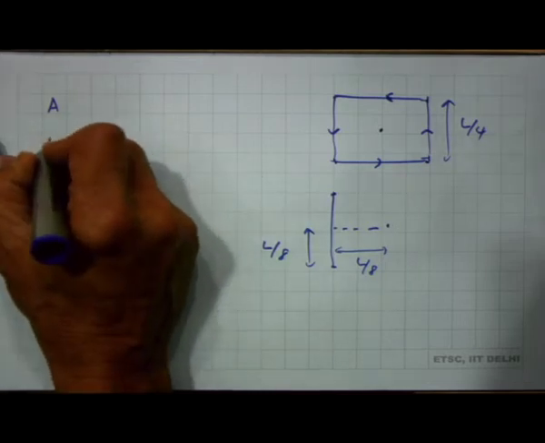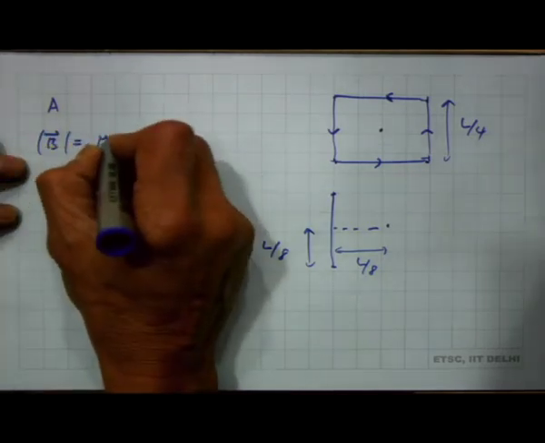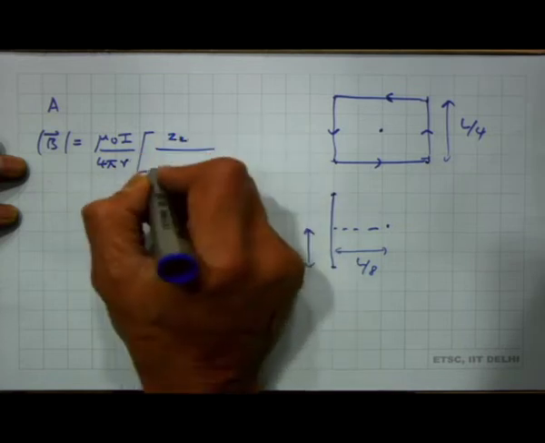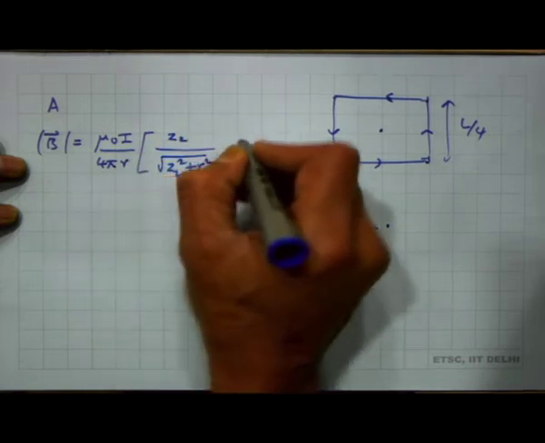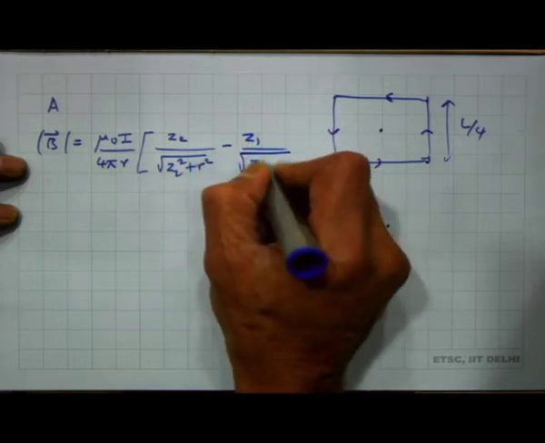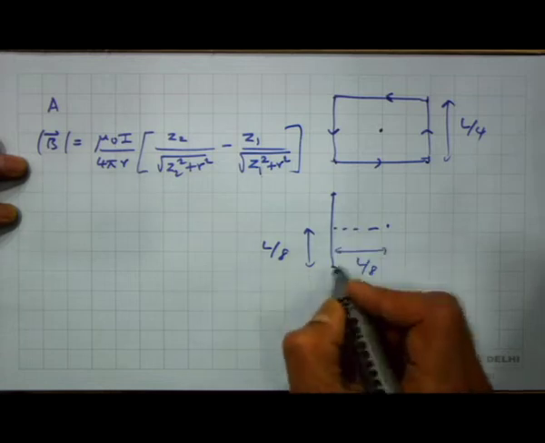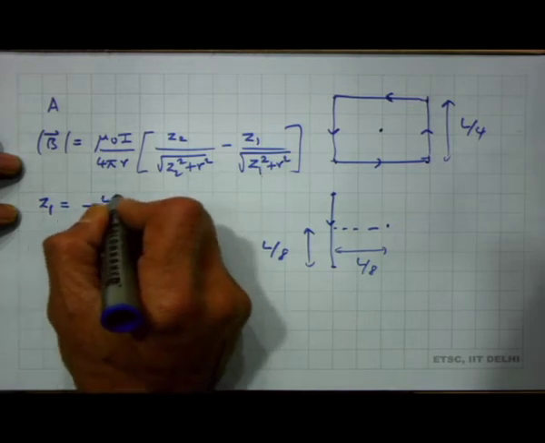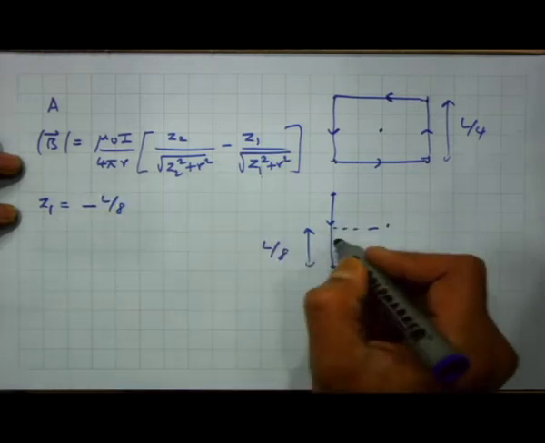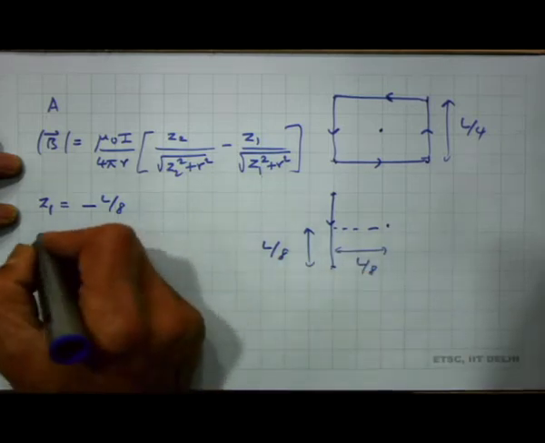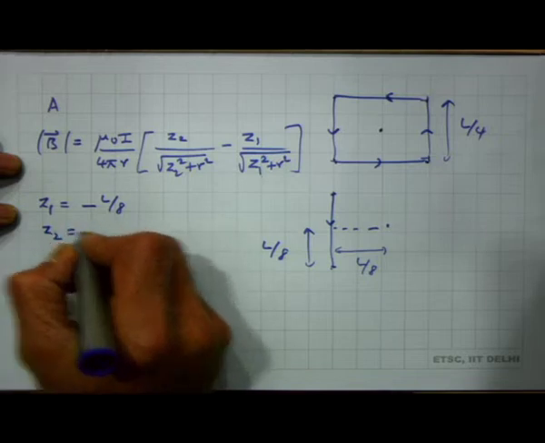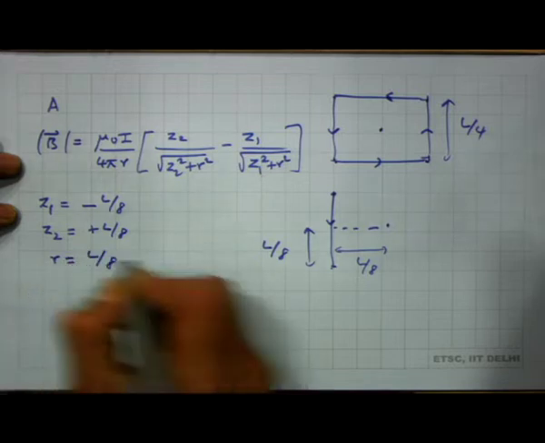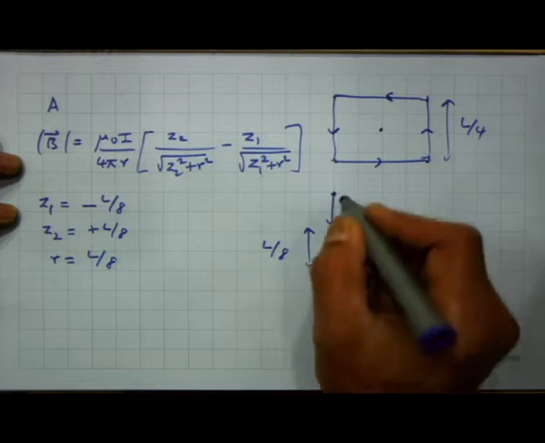If you recall, we had just obtained this formula: mu naught I by 4 pi r into [Z2 by square root of Z2 square plus r square minus Z1 by square root of Z1 square plus r square]. For this current element, Z1 is equal to minus L by 8. Look at this, this is the perpendicular drawn here. This is minus L by 8, and Z2 is equal to plus L by 8. This is the coordinate of this point, and r is equal to L by 8, because that is this distance.